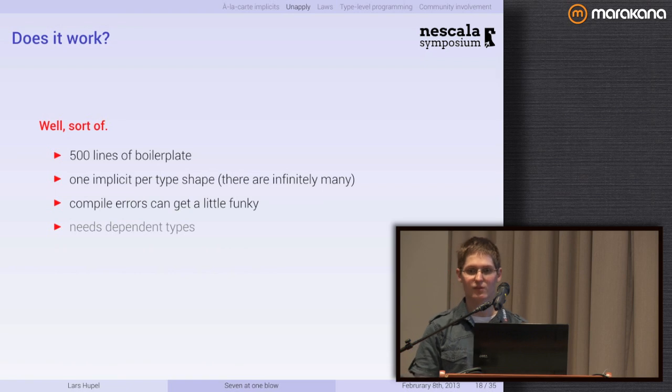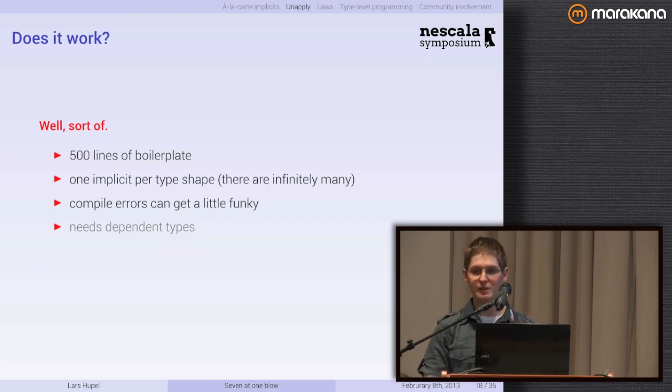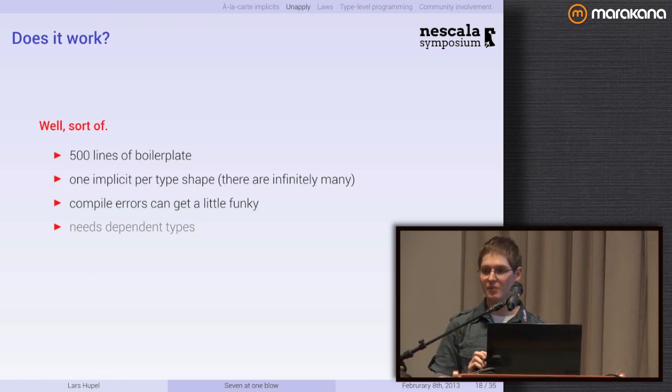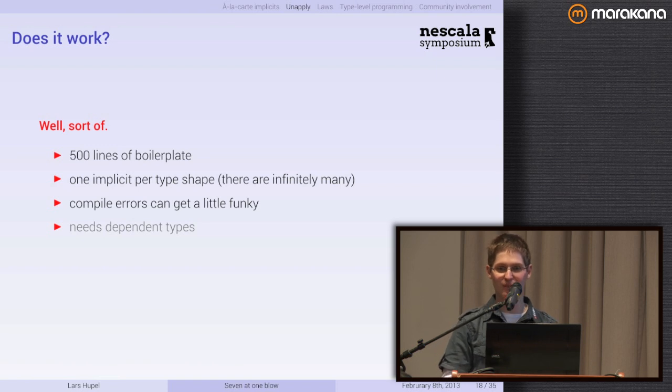But it's not so bright because we have this amount of boilerplate, and we need one implicit per type shape, but there are infinitely many type shapes, so we are doomed anyway. But I don't know if any one of you uses type constructors with 20 parameters, so if you do, you might be doing something wrong. I'd say there's only a finite number of interesting type constructors, so yeah, we are not doomed at all.